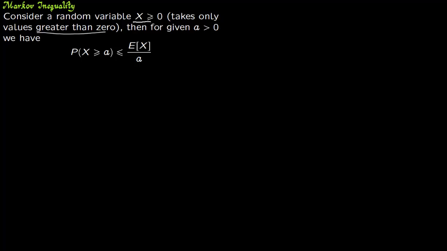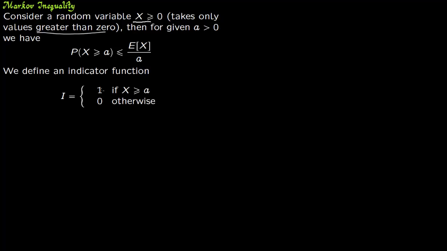Now to prove this, we first define an indicator function. The indicator function takes on value 1 if the random variable is greater or equal to a, and it takes a value 0 otherwise. That otherwise means if the random variable is less than a. Now the beauty of this is that the expectation of the indicator function in this case is the probability that x is greater or equal to a. Now this follows just from the definition.